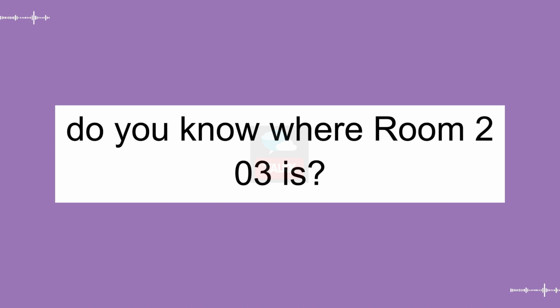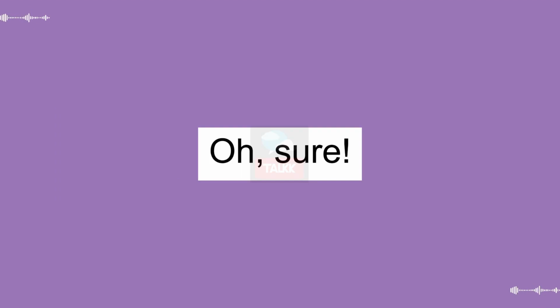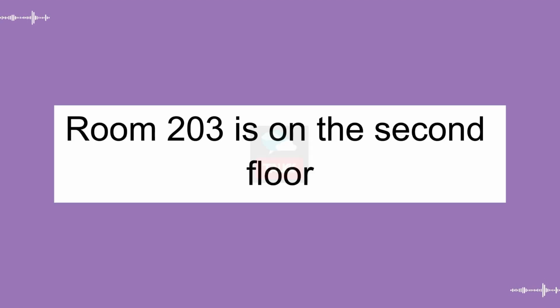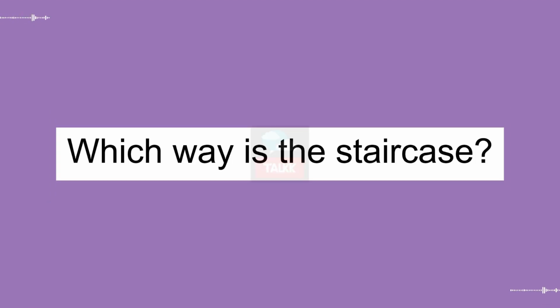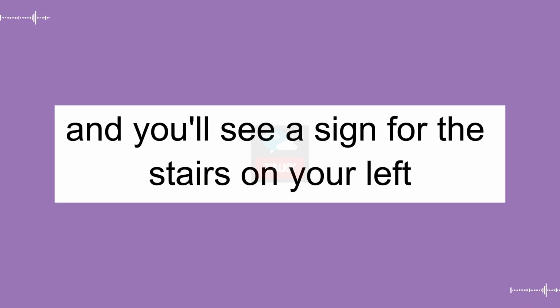Excuse me, do you know where room 203 is? I'm a bit lost. Oh, sure. Room 203 is on the second floor. You'll need to take the stairs or the elevator up. Thanks. Which way is the staircase? Just go down this hallway, and you'll see a sign for the stairs on your left. Can't miss it. Got it.